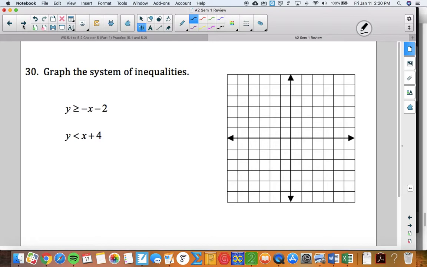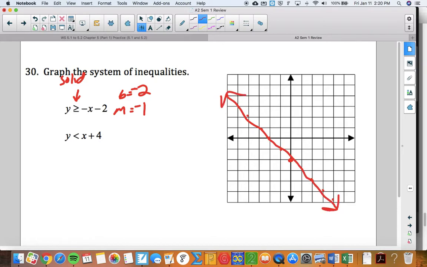Number 30, graph the system of inequalities. So take this one at a time. Here my y-intercept is negative 2, and my slope is negative 1. And this is going to be a solid line, by the way, folks. So we're going down one, right one, down one, right one.